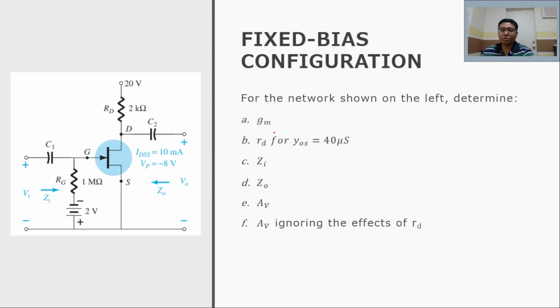For the network shown on the left, determine letter A, gM, or the transconductance, letter B, rD, for admittance of 40 microsiemens, letter C, the input impedance, letter D, the output impedance, letter E, the voltage gain, and letter F, the voltage gain ignoring the effects of rD.